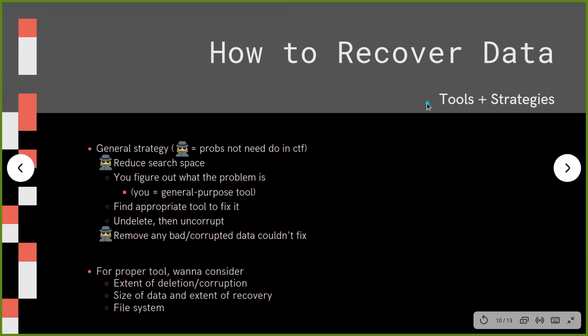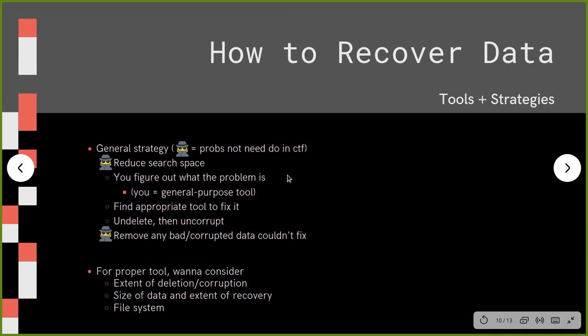But in the real world, if you do have a lot of data to go through, it could conceivably be hundreds of gigabytes, if not multiple terabytes large. And so you want to reduce your search space. There are techniques for finding redundancies in data and then narrowing down what part of the drive you want to focus on. And then from there, you figure out what the problem is.